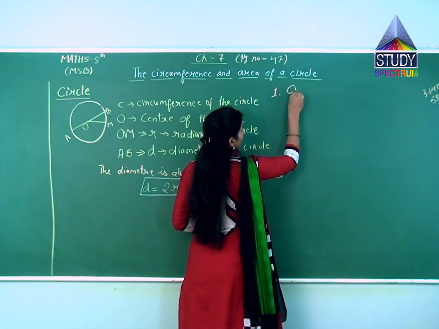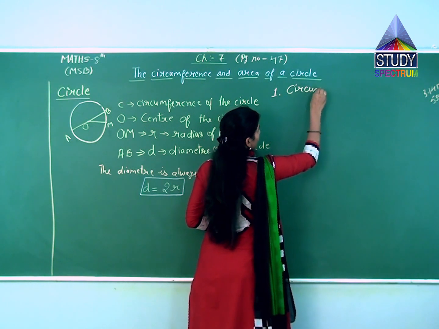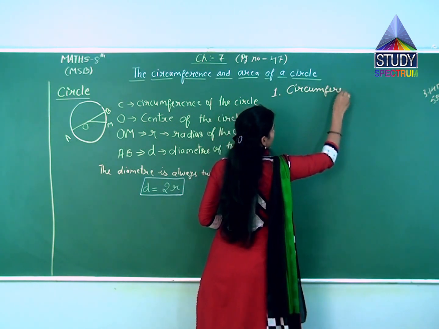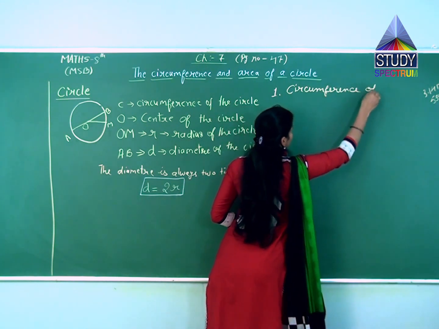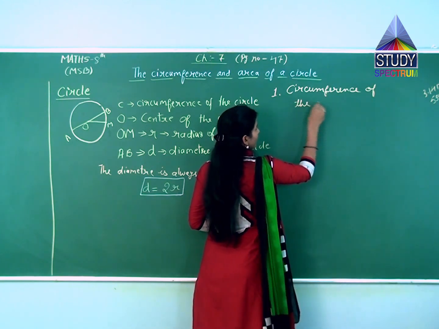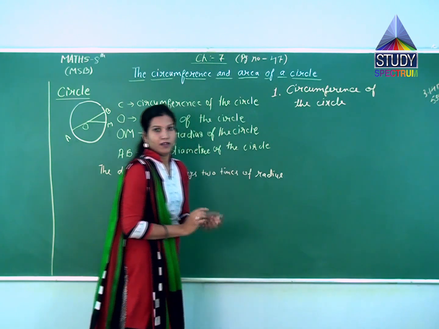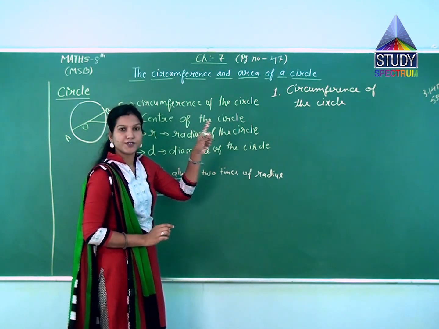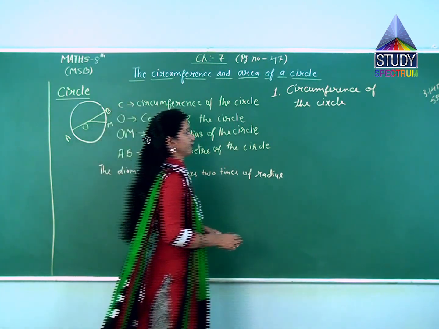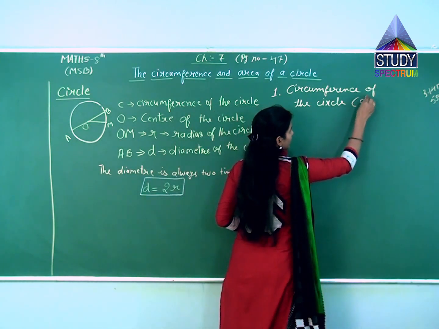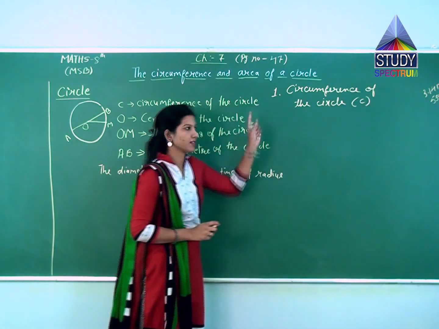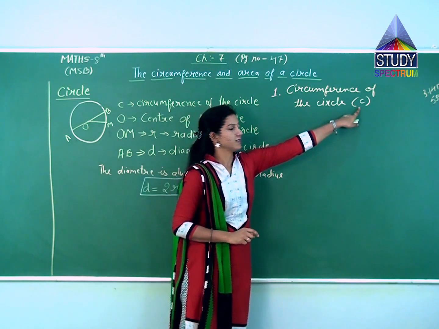First topic is circumference of the circle. And the circumference of the circle is denoted by the letter C. So we write here in brackets C. The circumference of the circle is C.